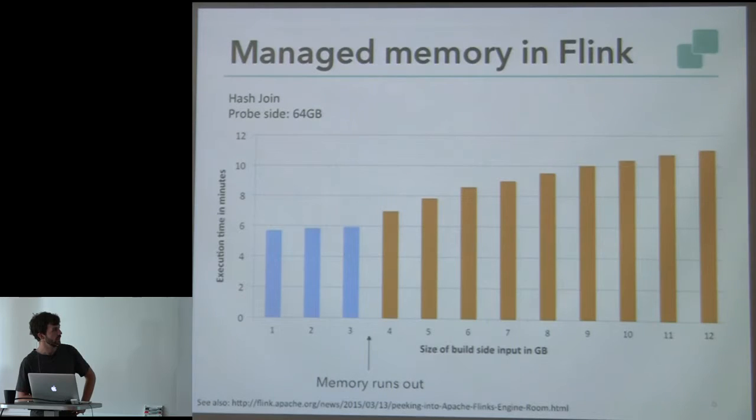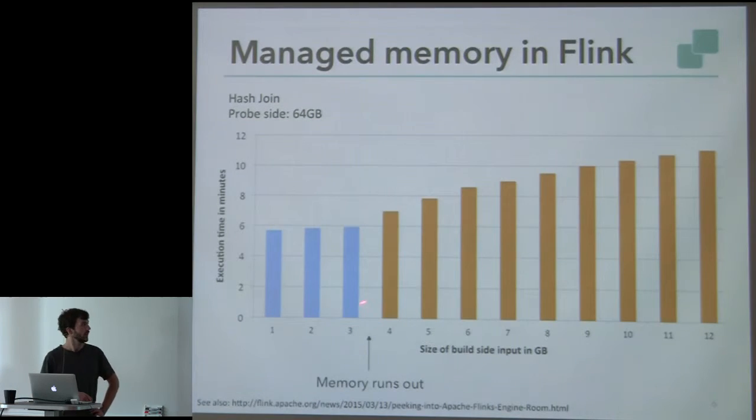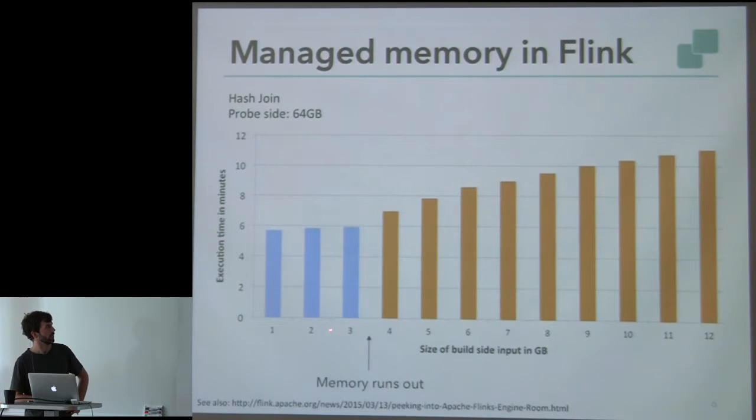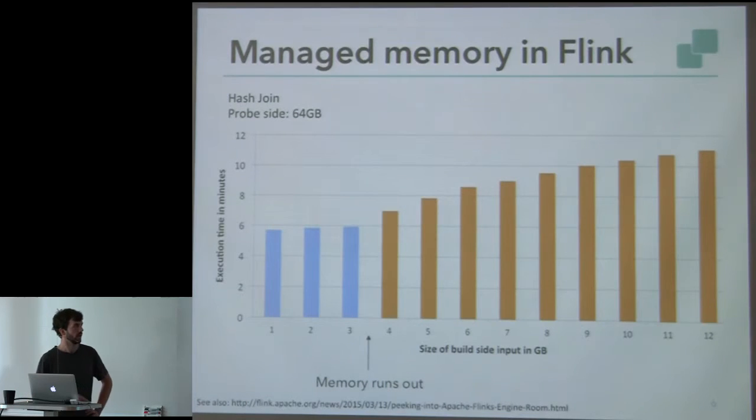We can see here that when we increase the amount of data for the build side, at some point, this was on Google Compute Engine here, we ran out of managed memory. And so, of course, the performance degrades, but we can still run the join and don't run out of memory.